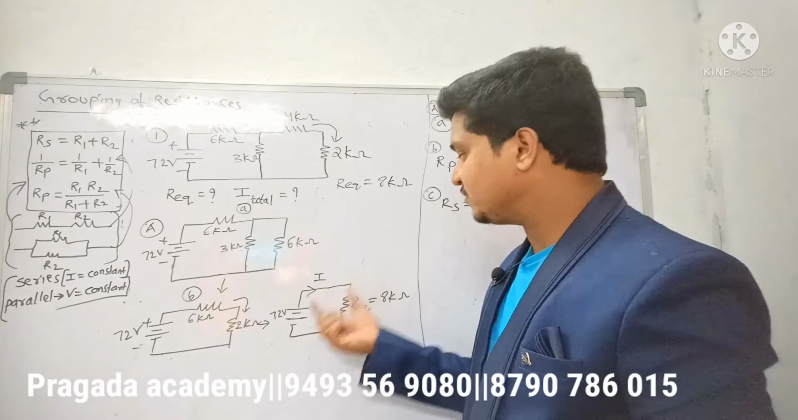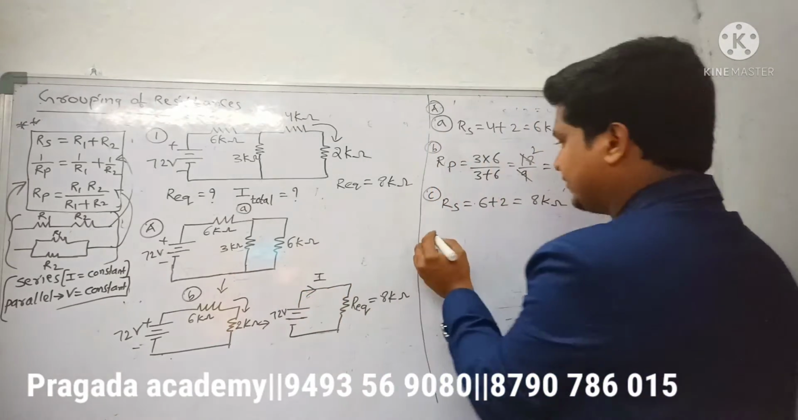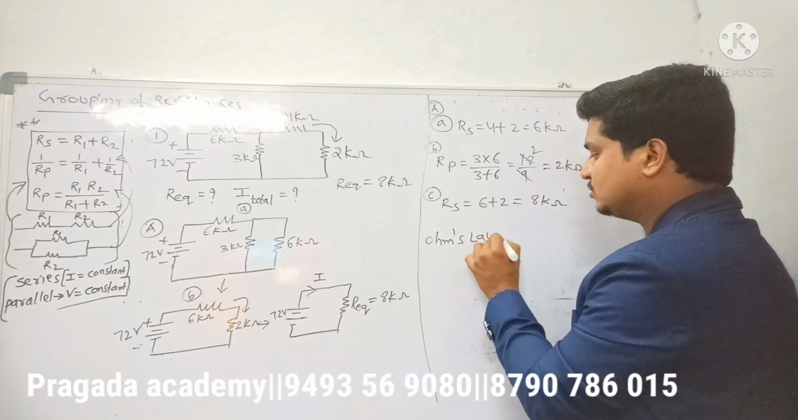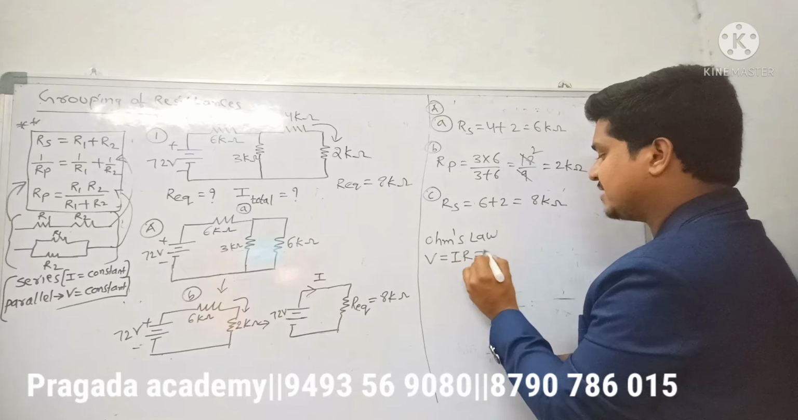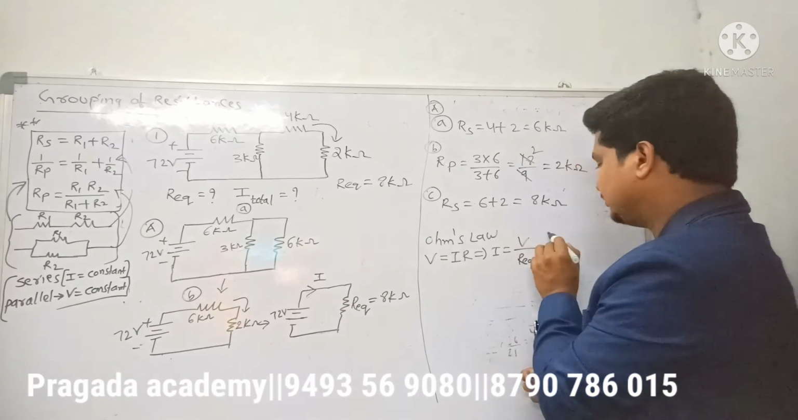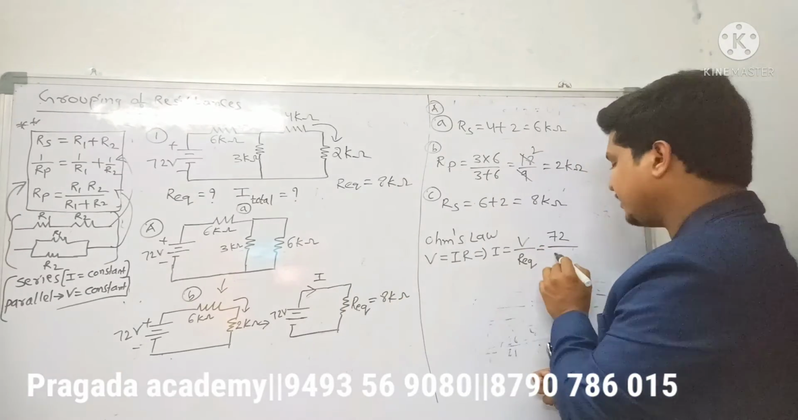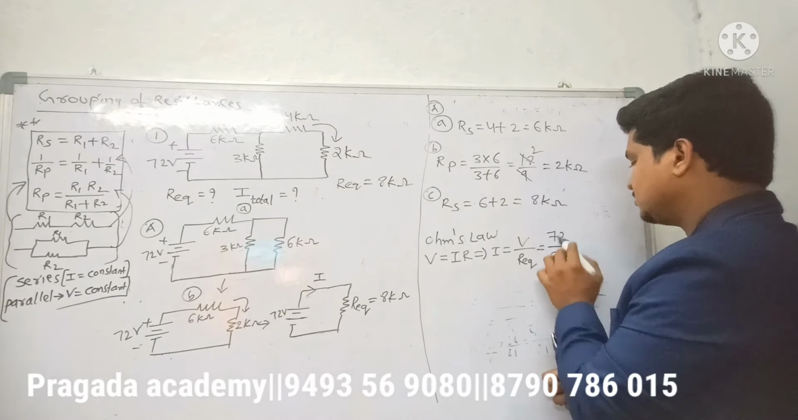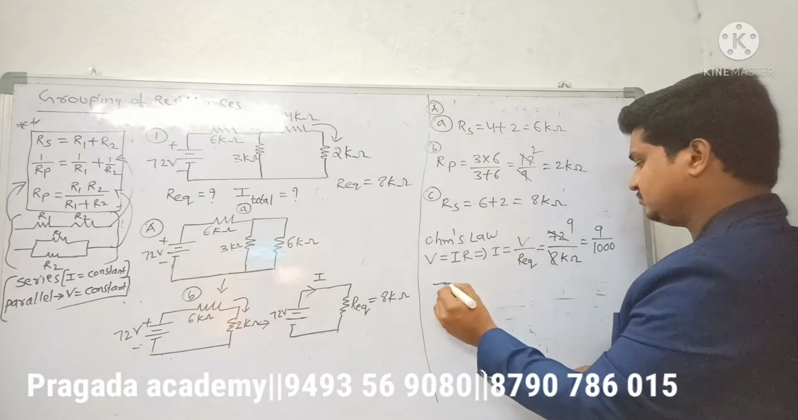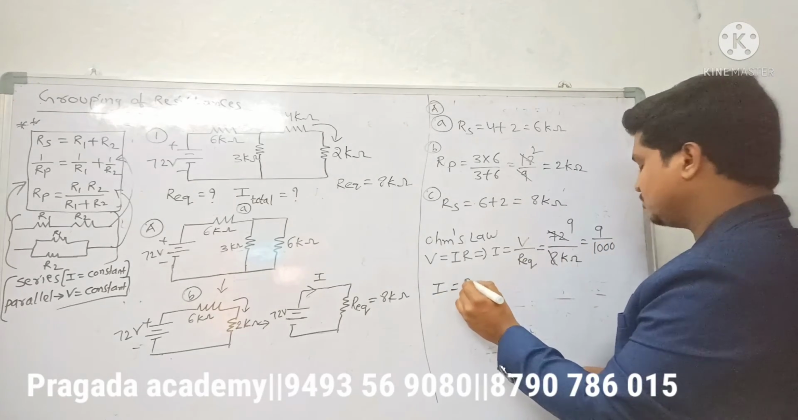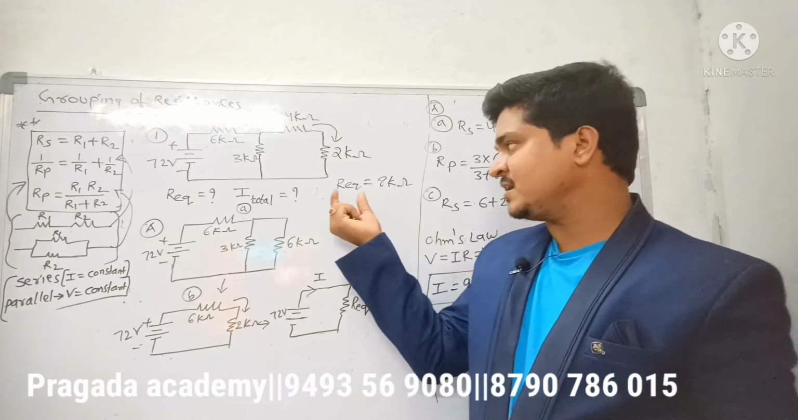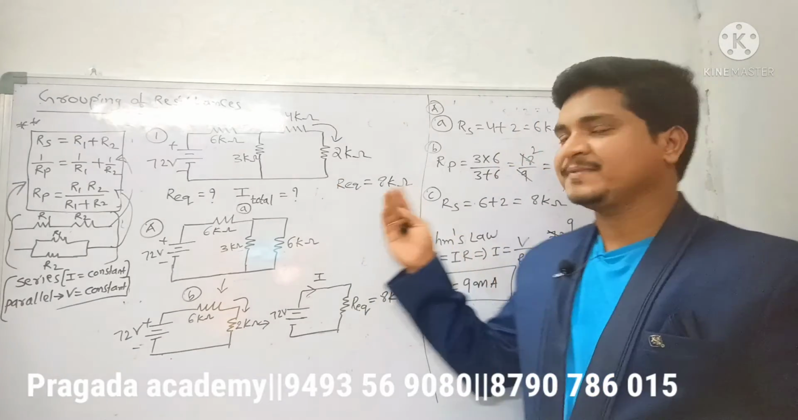To find the current flowing through the circuit, here I will be the total current. According to Ohm's law, V is equal to IR. So from this, I is equal to V by R equivalent. V means how much? Applied voltage 72 by what is the resistance we got? 8 kilo ohm. So 8, 9 times cancel. 9 by kilo means 1000, so you will write 1 by 1000 as milli. So 9 milliampere is the total current. Like this, we need to find the equivalent resistance value and total current value in the circuit.